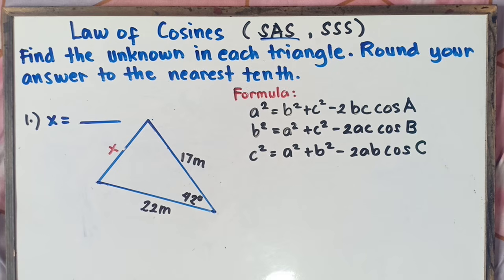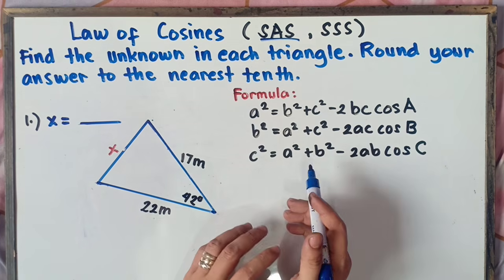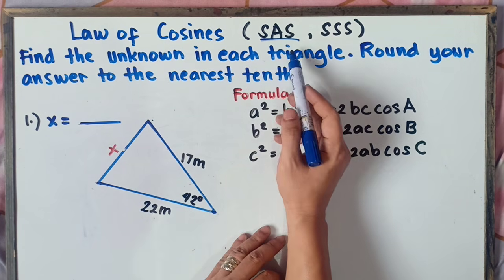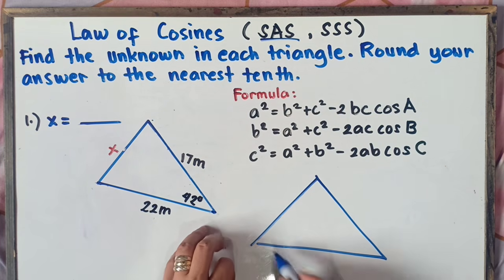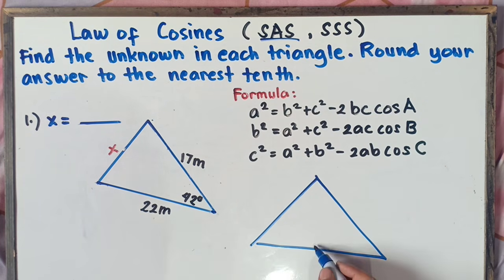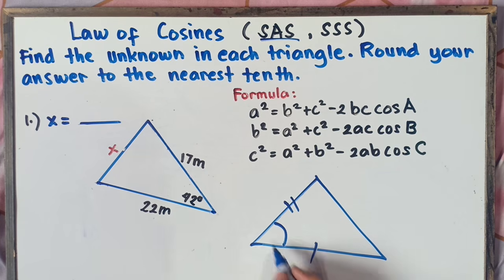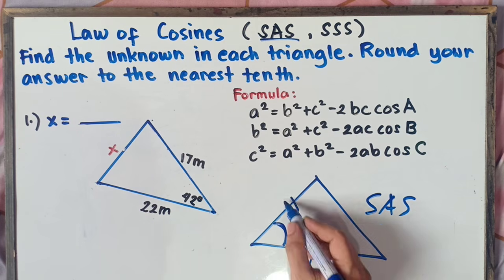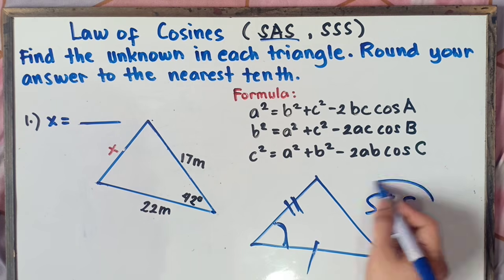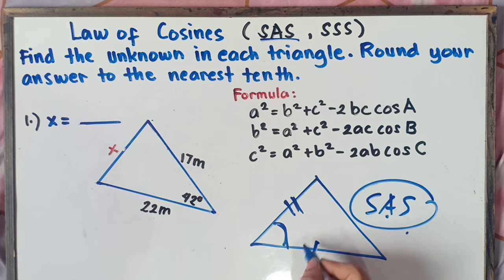Now, what do we mean by SAS? In SAS, class, you are given 2 sides and 1 included angle. Let's have an example. If I draw a triangle and you are given 2 sides, this side and this side, and the angle is in between the 2 sides, the angle is included between the 2 sides. Therefore, class, we call this SAS: you are given side, angle, and then side. Once again, for SAS, the angle is in between the 2 sides.